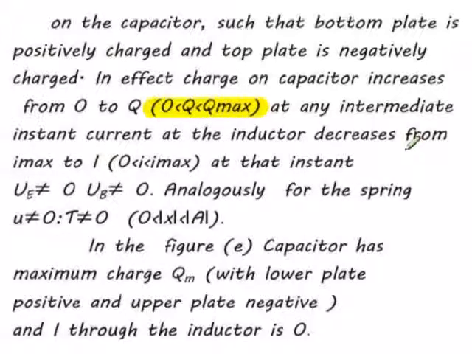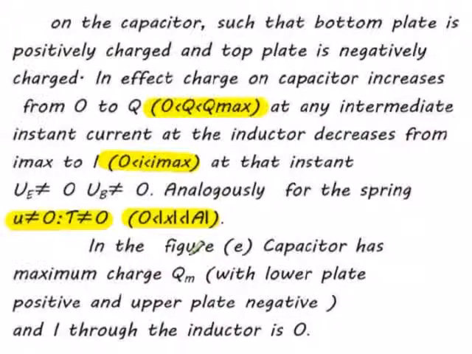And the current at the inductor decreases from I max to I such that 0 is less than I max. At that instant, UE is not equal to 0, UB is also not equal to 0. Analogously, for the spring, U is not equal to 0, T is not equal to 0 for X between 0 and A.